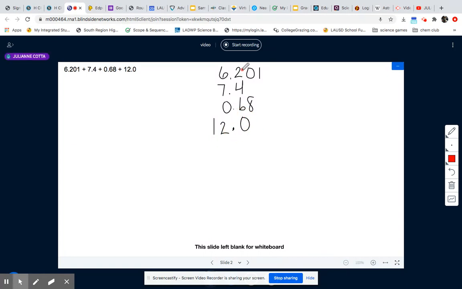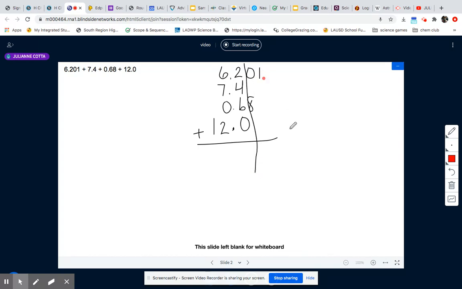Okay, and this one has 3 decimals, this one has 1, this one has 2, and this one has 1 decimal place. And what I want to do is draw a line behind the ones that have the fewest amount of decimals. So that would be 7.4 or 12.0. Not the fewest amount of significant digits, but the fewest amount of decimal places. So they only have 1 decimal place. So I'm going to draw a line behind that decimal place. Everything behind that line is what we're going to round off.